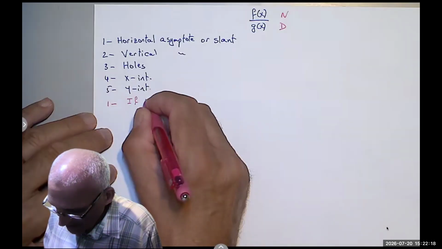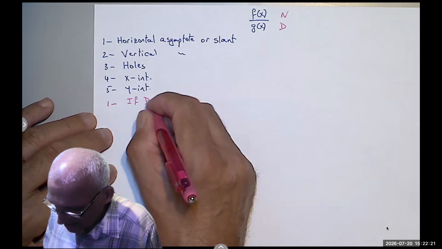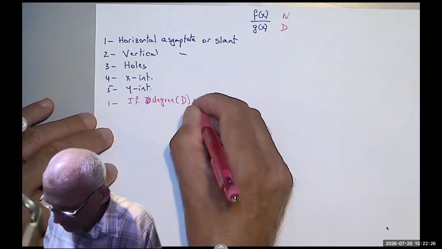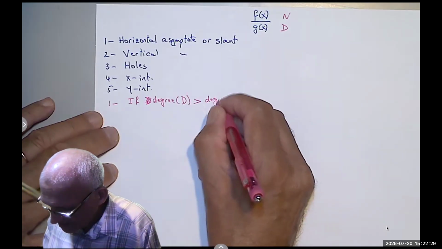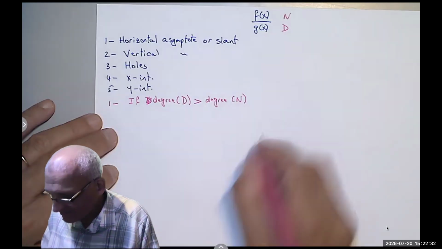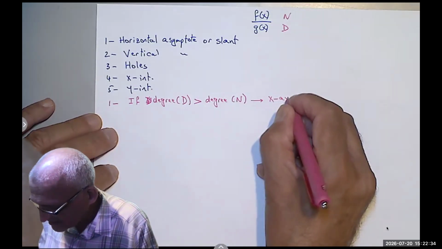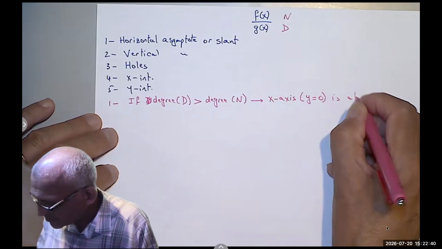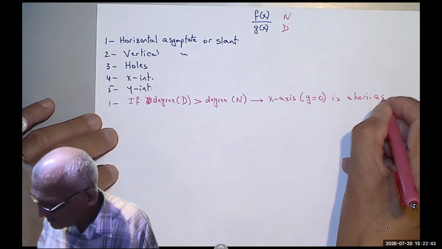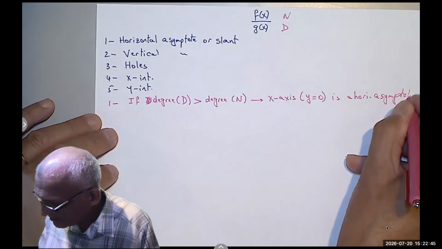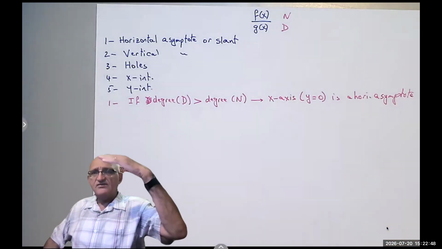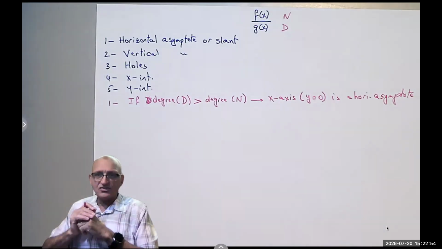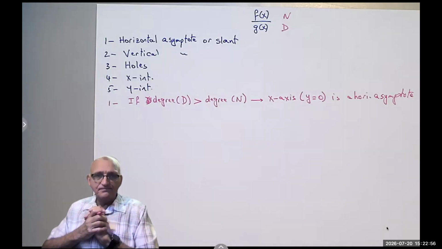If the degree of d is greater than the degree of n, the x-axis, meaning y equals 0, is a horizontal asymptote. So if I'm dividing a square function by a cube function, the x-axis is a horizontal asymptote, and I'm done with number 1.